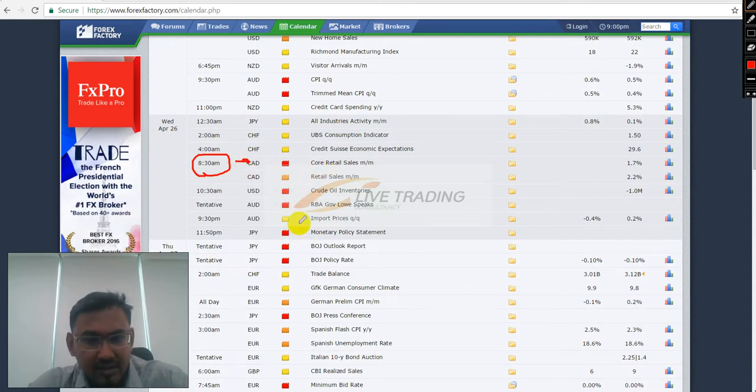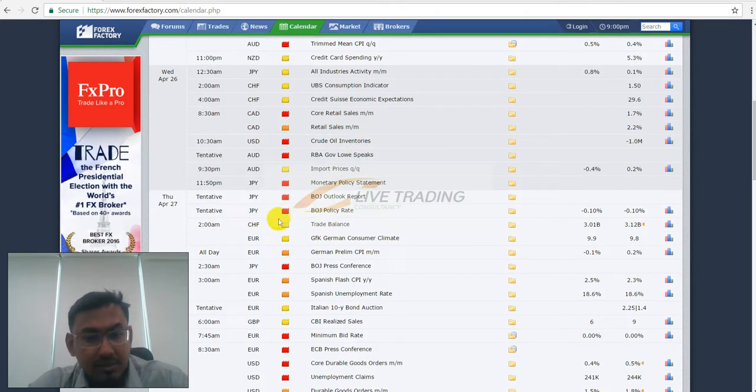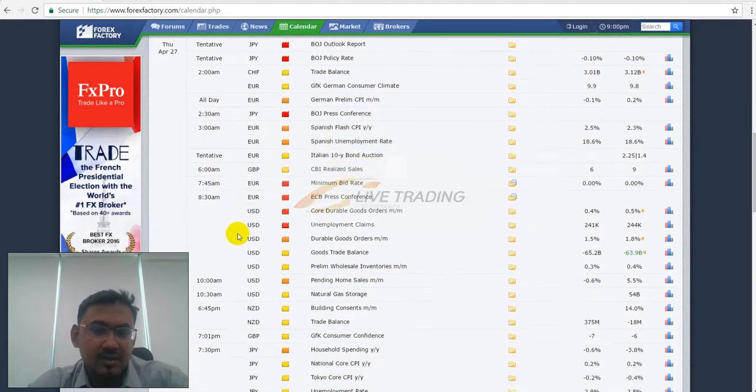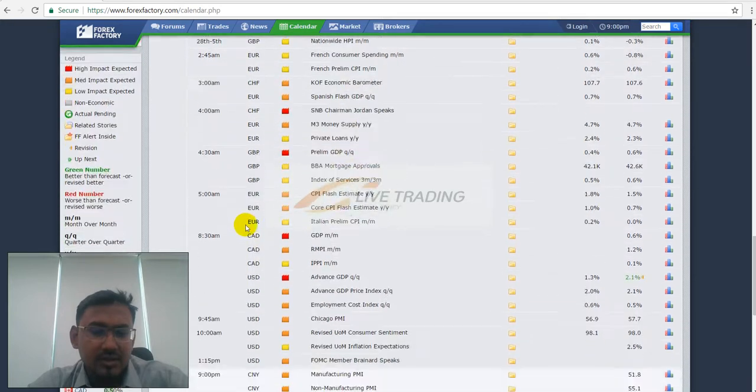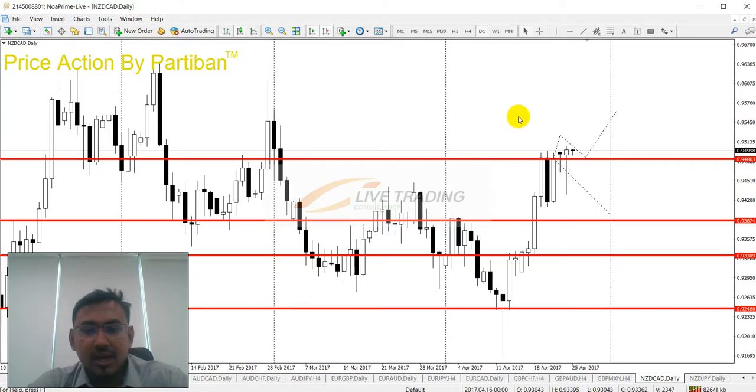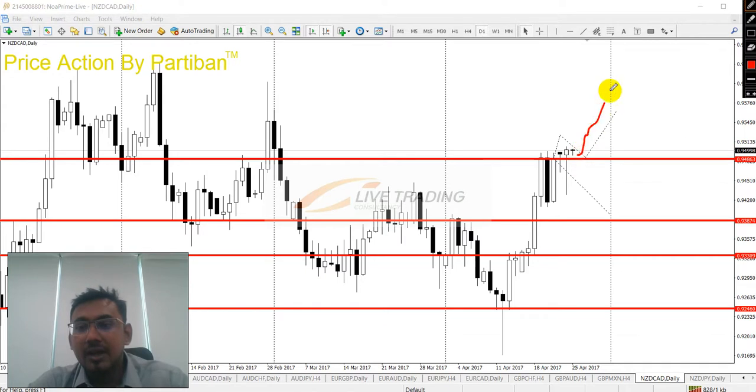Core retail sales. And if you see, Bank of Japan is releasing high impact news on Thursday morning, and this euro news is very high impact, minimum bid rate Thursday. And Canadian dollar GDP. So these are the reasons why there could be a negative outlook for Canadian dollar, and markets penetrate higher. So at the moment, bankers and fund managers have already positioned themselves favoring the New Zealand dollar compared to the Canadian dollar.